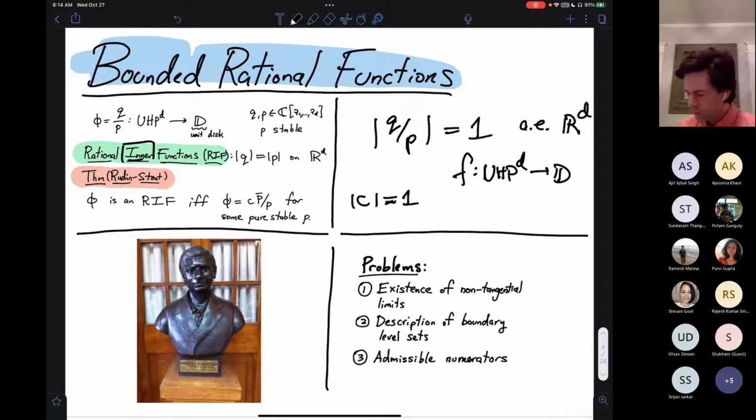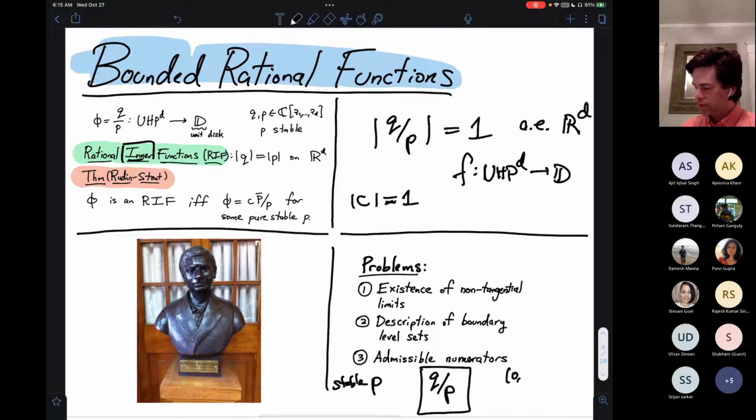describing numerators, and I'll state this more formally later, but the question that we'll talk about is basically given a stable polynomial p, describe all q such that q over p gives you a bounded rational function. And I'll basically restate this later in a local setting where I'll look at this in two variables, and we'll focus on a single zero, and we'll want to see when is q over p bounded in a neighborhood of 0, 0 intersected with the product of upper half planes. But these are the basic questions that we looked at.